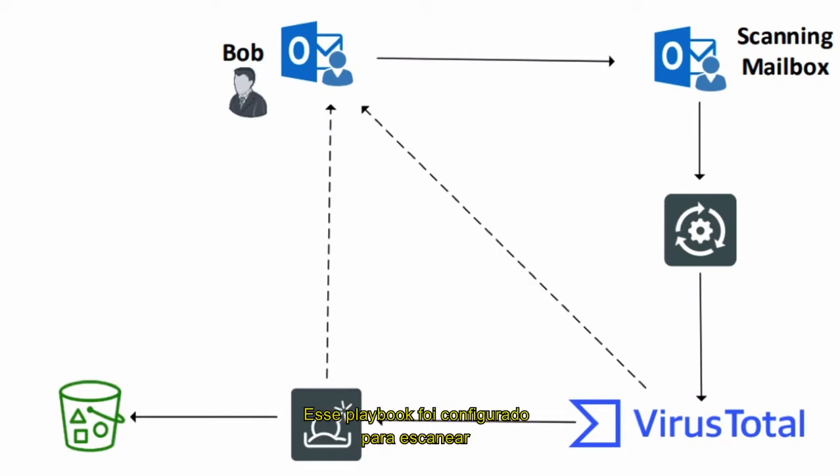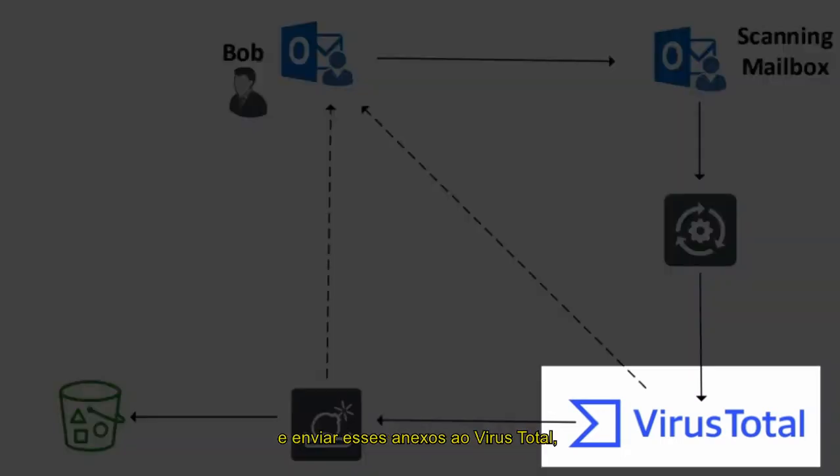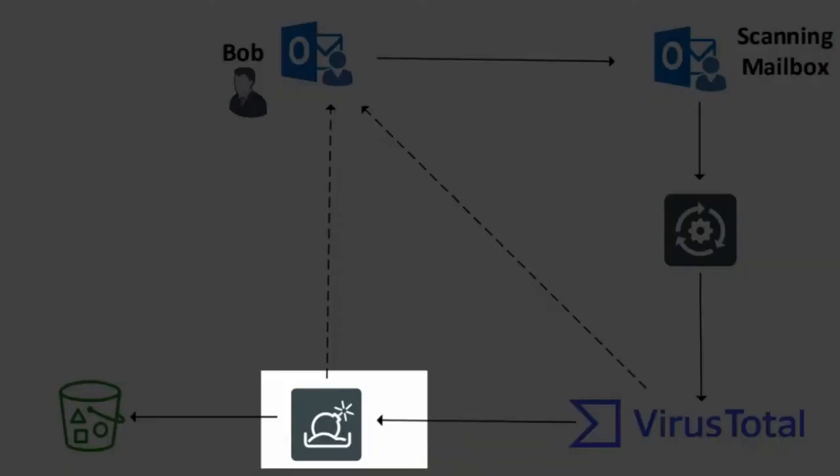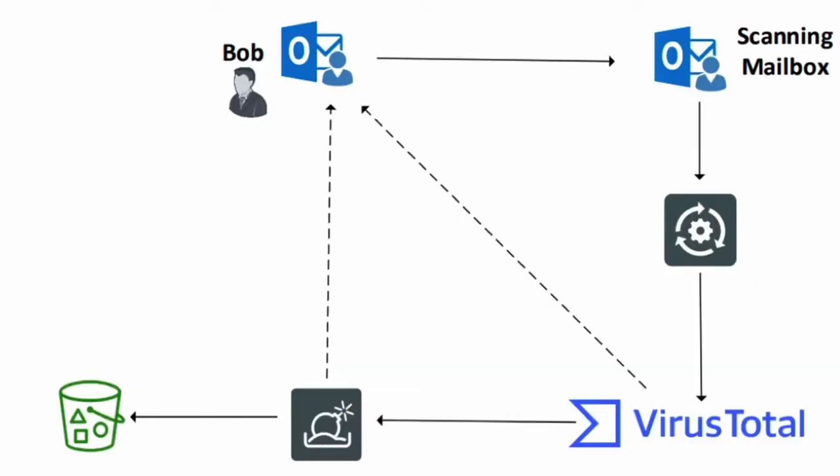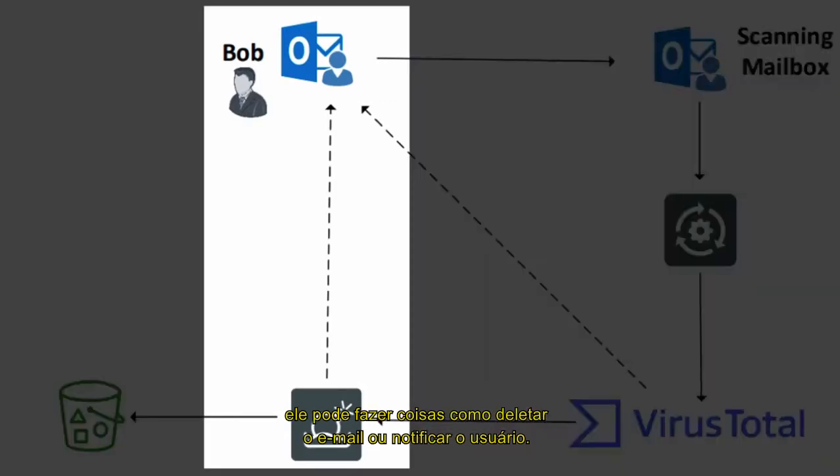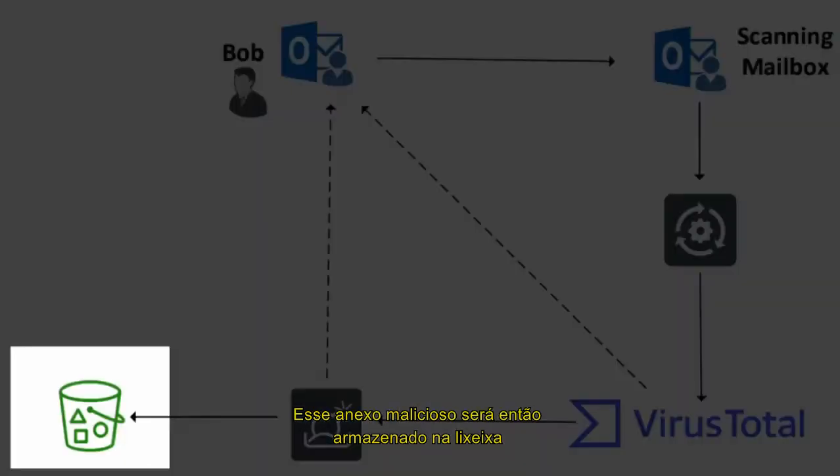We have configured this playbook to scan any incoming emails for malicious attachments and send those attachments to VirusTotal as well as Fortinet's sandboxing solution, FortiSandbox, if VirusTotal does not give a definitive result that the attachment is malicious. If FortiSandbox finds the attachment to be malicious, it can do things like delete the email and/or notify the user. We will then store this malicious attachment into an S3 bucket for threat research later on.